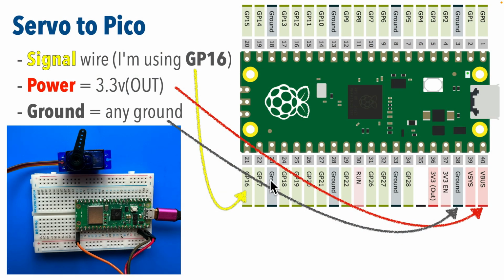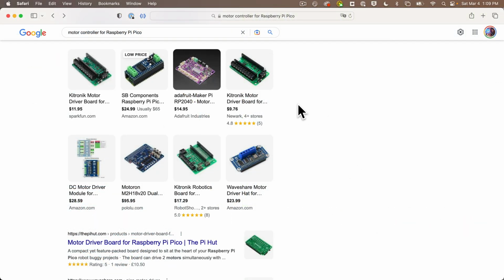Now, one of the nice things about servos is that they can be attached directly to a Pico, and they don't require any additional hardware. Oftentimes, when you see other types of motors, like DC motors or stepper motors, you'll need to add additional hardware to get things working, which adds to expense and setup.